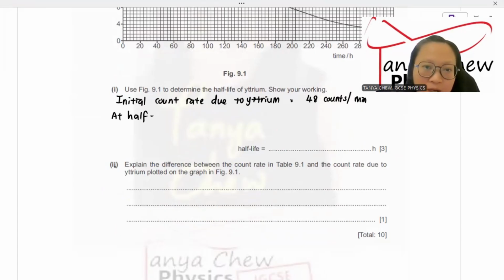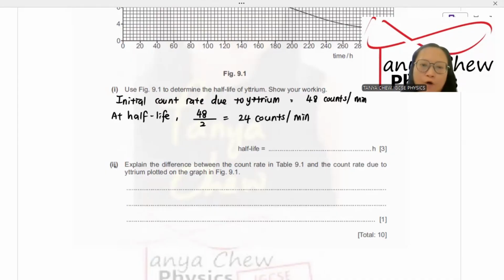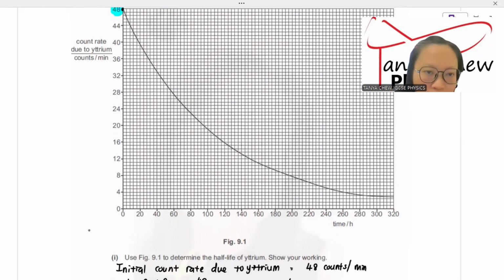Half-life is the time taken for the initial count rate of yttrium to decrease to half of its original value. So original count rate, 48 divided by 2, you get 24 counts per minute. So from the graph, where is our 24? 24 is right here. From 24, look at the time. The time is somewhere here.